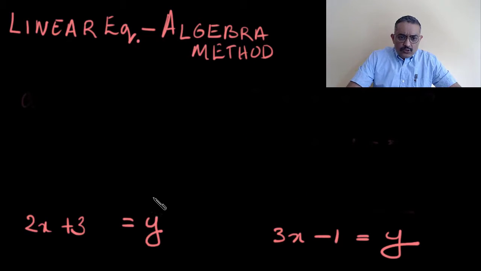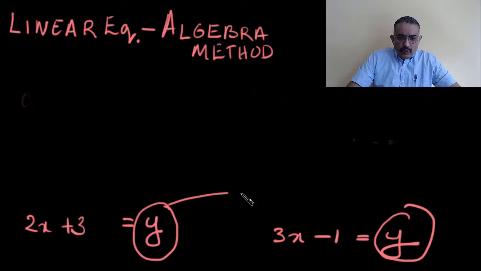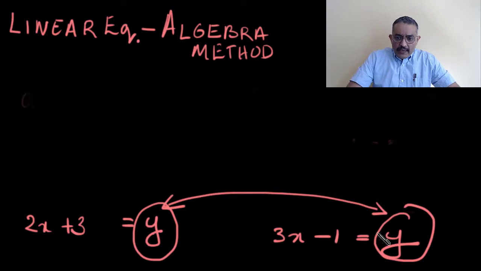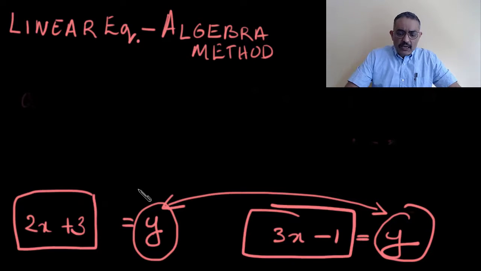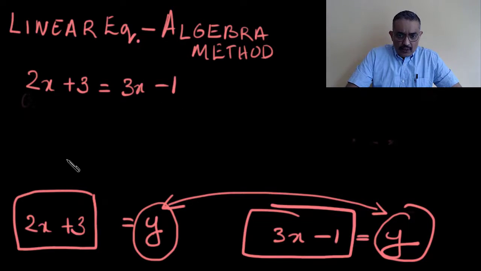Now let's notice the fact that we have y over here and y over here. They both are basically the same. So if y is equal to y, which we know is true, then this portion and this portion should be equal as well, which is our basic solution methodology. So 2x plus 3 is equal to 3x minus 1.